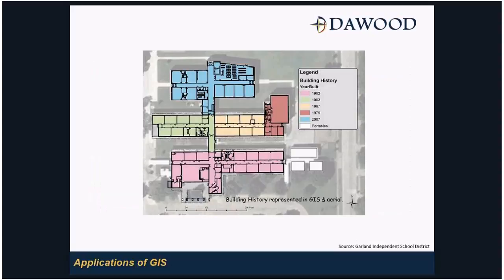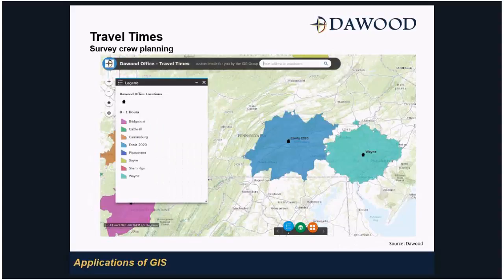And some schools are even using GIS to map how their facilities have evolved over time and mapping emergency evacuations and mapping the assets within their own buildings in a GIS. At Dawood, we use GIS not only with our clients, but internally for our day-to-day operations. We have survey field crews and various offices. And in order to determine which field crew should support a certain project, we use GIS to assess travel times and compare where we should dispatch a survey crew from.